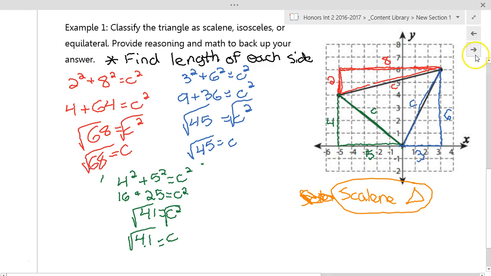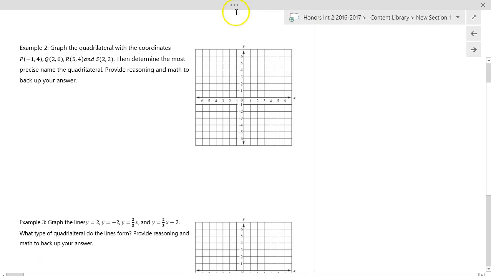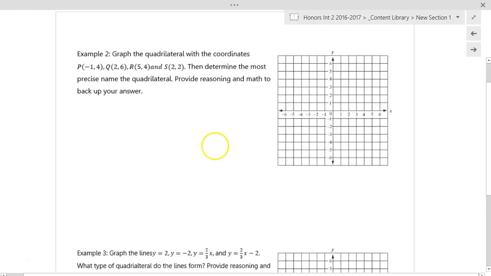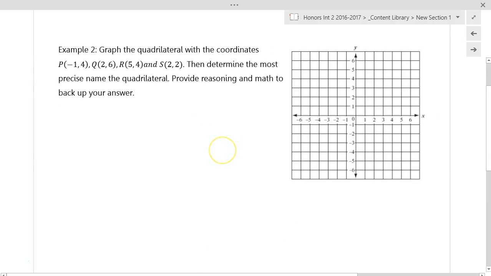All right, let's turn to the next page. Example 2 says graph the quadrilateral with the coordinates P(-1, 4), Q(2, 6), R(5, 4), and S(2, 2). Then determine the most precise name of that quadrilateral. Sorry, that's a really hard word for me to say. Give reasoning and math to back up your answer.